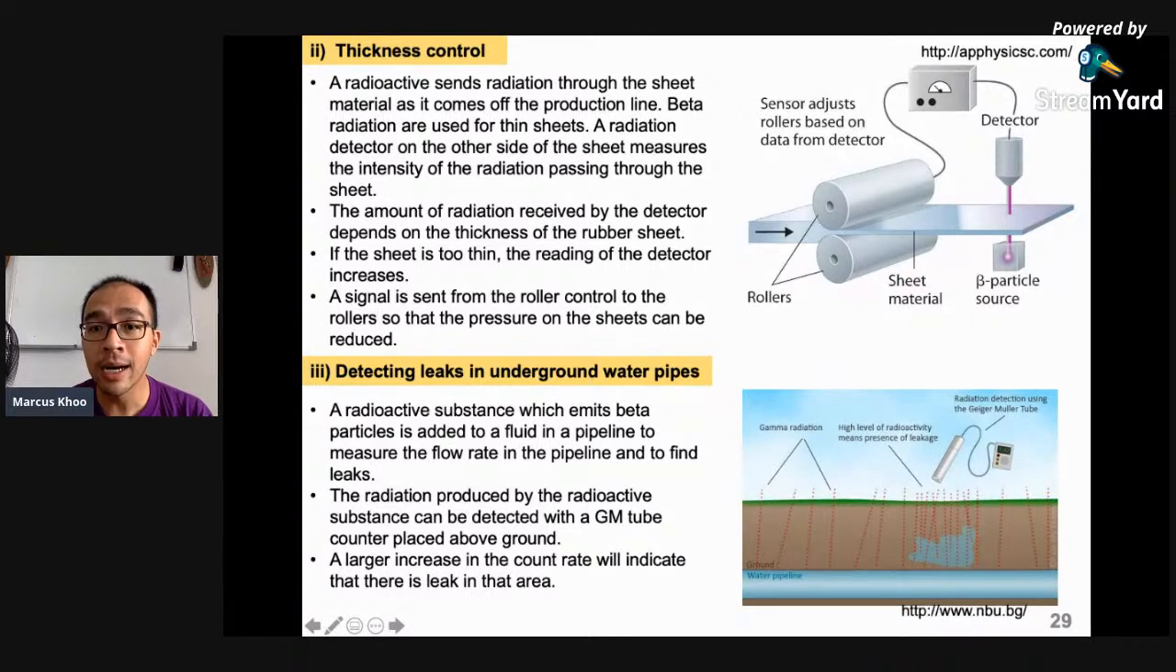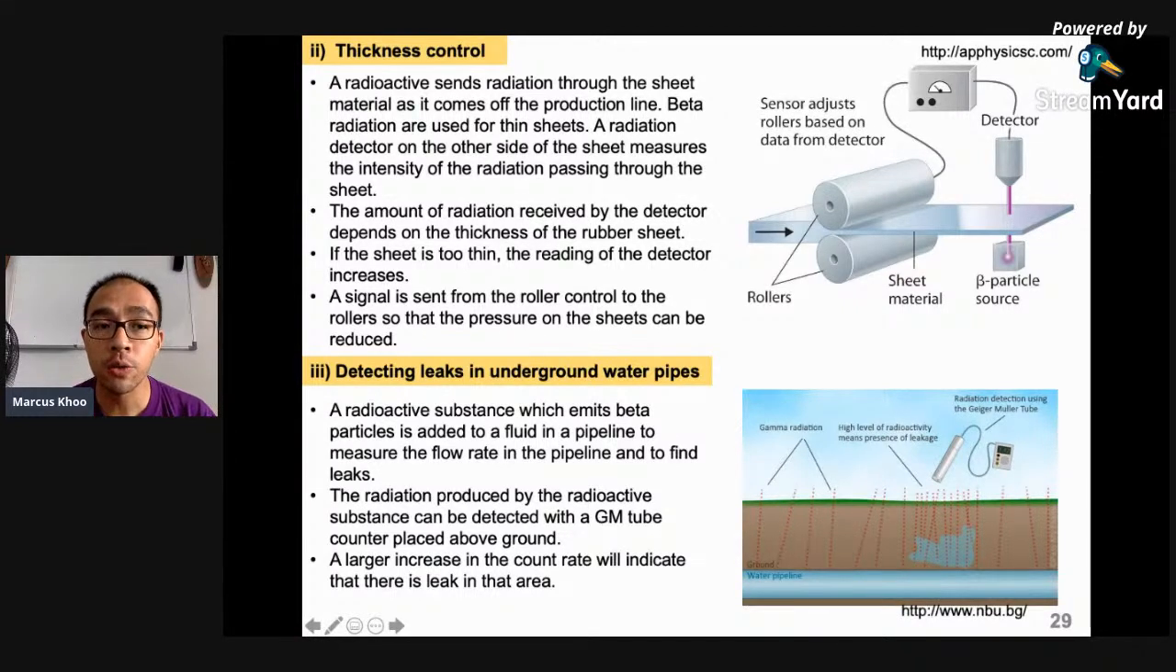Now, we use beta because we cannot use alpha. Alpha can be stopped by paper, so there's no point. We use beta because beta can go through the paper. But if the paper becomes too thick, then the detector will not be able to read. So a radiation detector on the other side measures the intensity of the radiation passing through the sheet. The amount of radiation received by the detector depends on the thickness of the rubber sheet. It can be a rubber sheet, a paper sheet, or an aluminium sheet.